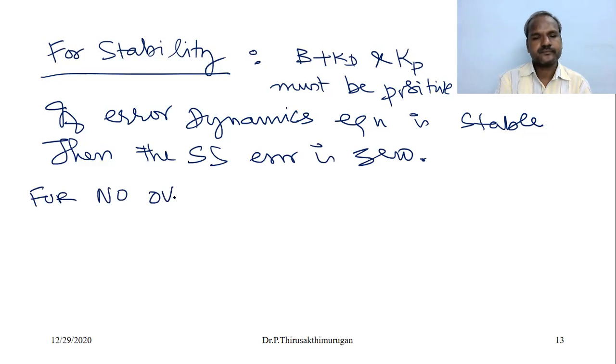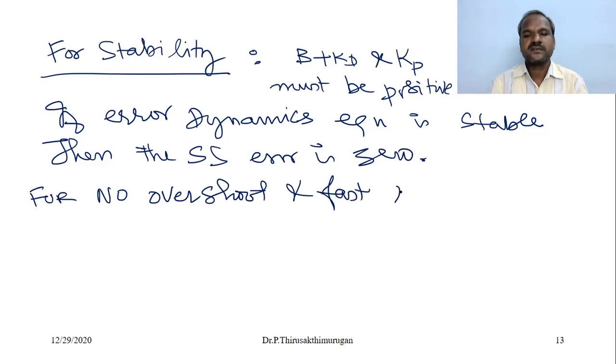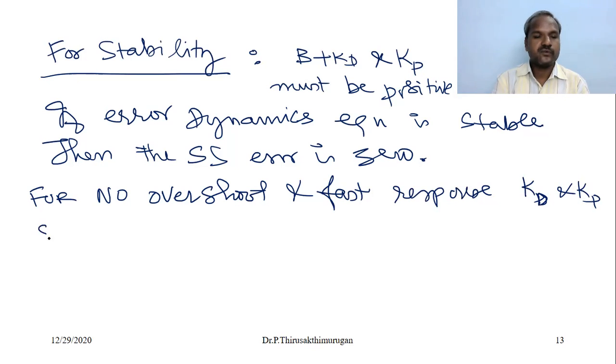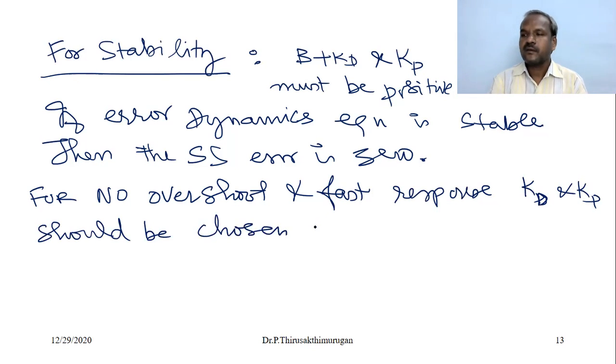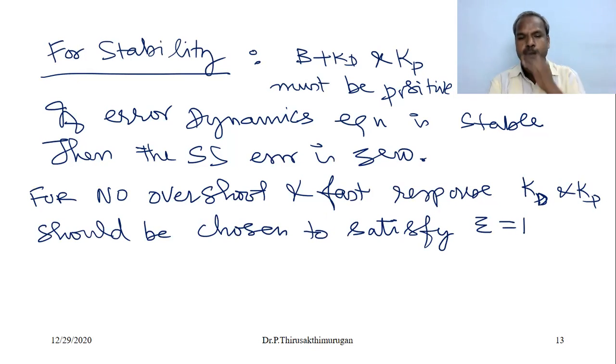For no overshoot and fast response, Kd and Kp should be chosen to satisfy critical damping, that is zeta equal to 1. This is for no overshoot and fast response. Kd and Kp should be chosen to satisfy zeta equal to 1.